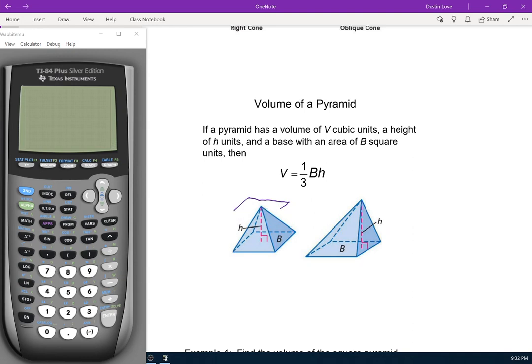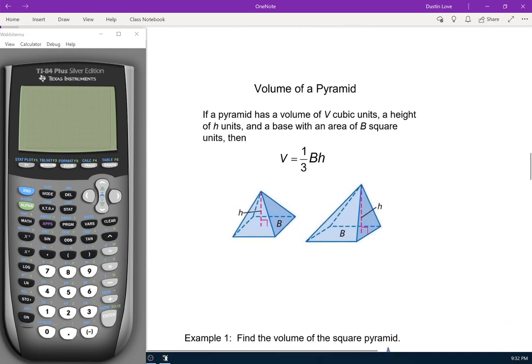Anyway, all you're doing is find the area of the base times the height and divide by 3. It doesn't matter if it's a regular or an oblique, either one works. Now, for our circular pyramids, it works the exact same way. For a cone, it's just going to be volume equals 1/3 pi r squared h. Exact same idea. So let's jump right into our examples.